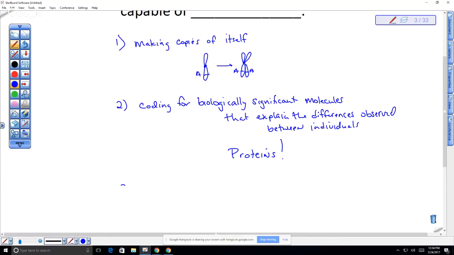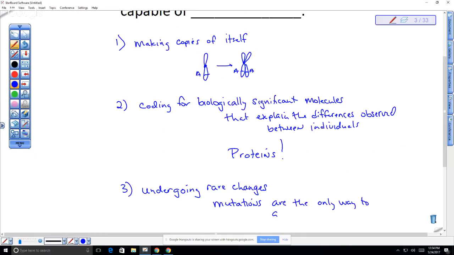So the third thing that it must be capable of is undergoing rare changes. And we learned from lab that these rare changes are called what? The rare changes, like going from a T to a C in your genetic code, would be called a mutation. Okay, so mutations. Mutations are the only way to get new genetic variation.